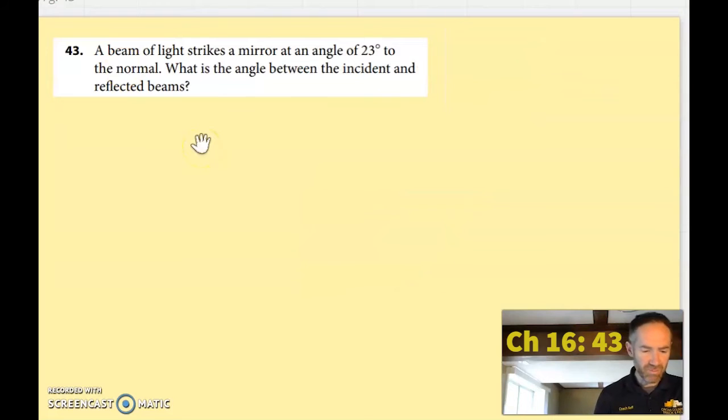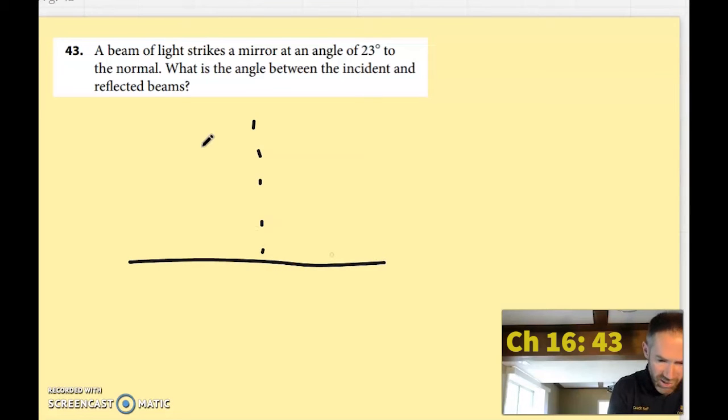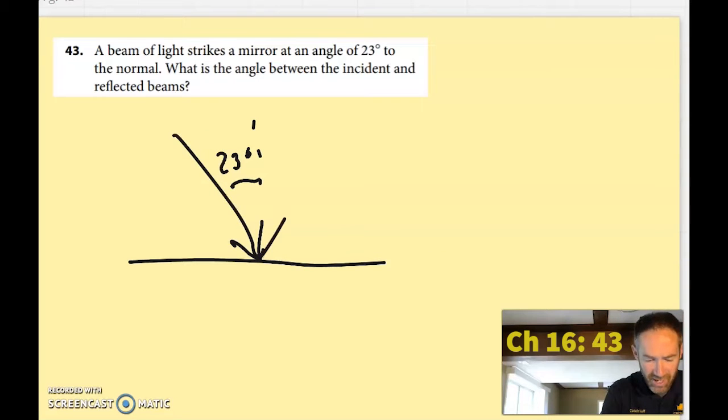Number 43 says a beam of light strikes a mirror at an angle of 23 degrees to the normal. What's the angle between the incident and reflected beams? Some people are going to make a mistake here and they're just going to jump to 23 because they know incidence and reflection are the same size, but I don't want you to make that mistake. So let's say there's our normal, and let's say this is the mirror. And so if I wanted an angle of incidence of 23 degrees, that's going to be something like that, 23 degrees. It's going to reflect so that we have 23 degrees right there.